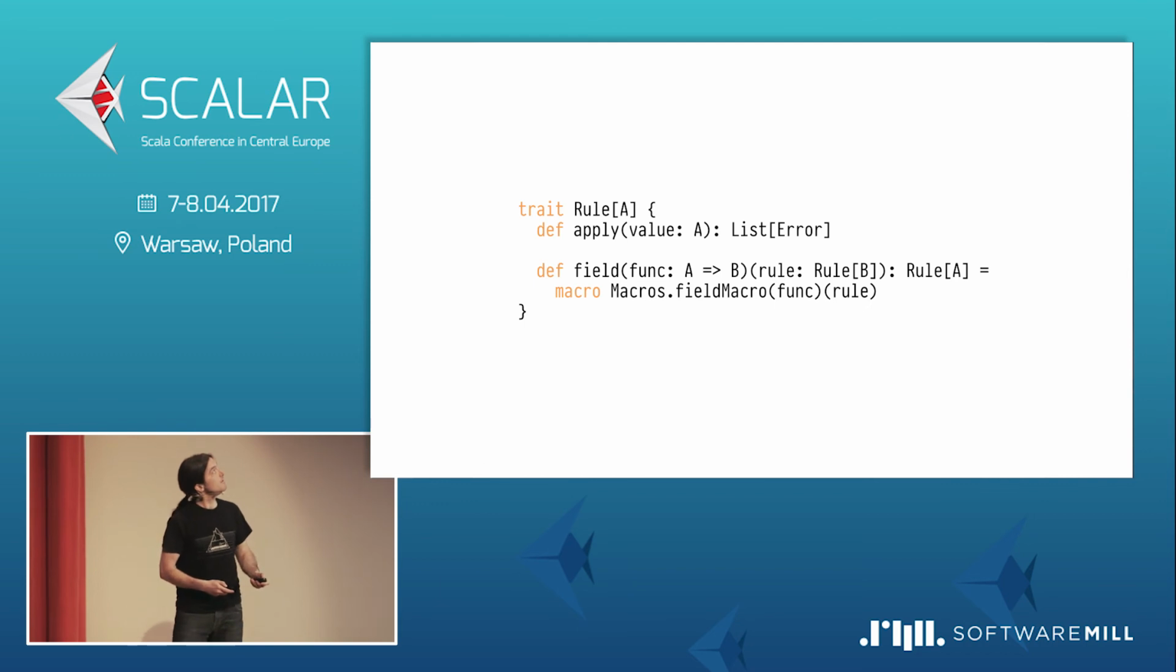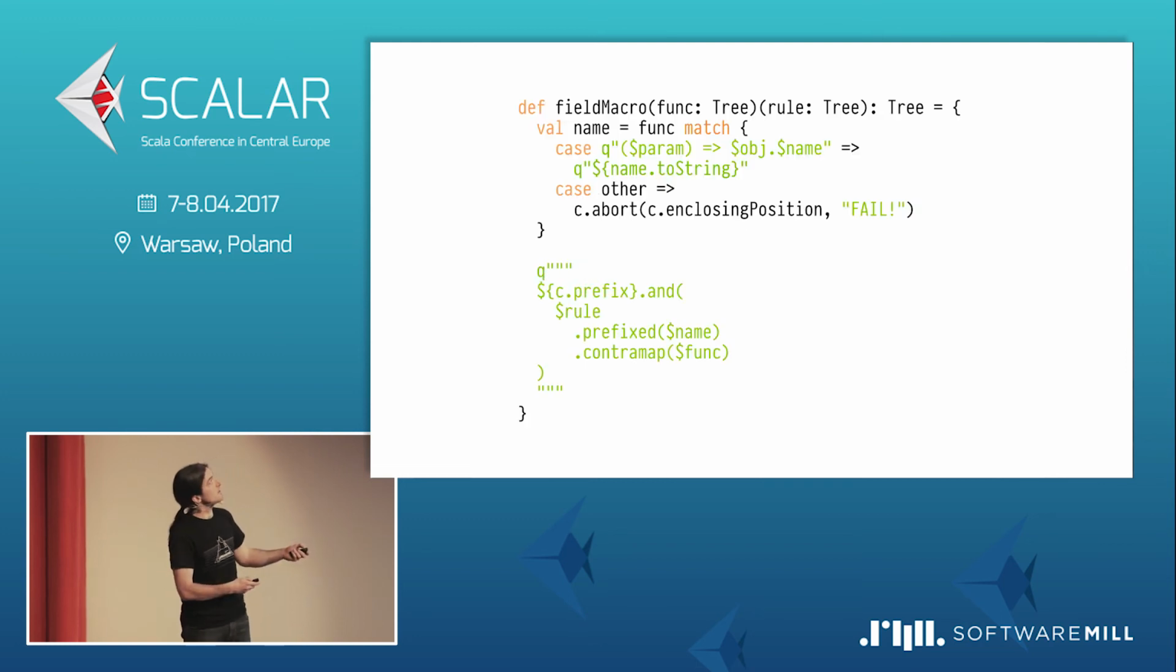So this is looking at rule. This is looking at field. It takes in these two parameters and returns a rule. And we're implementing it using a method called field macro. So as I said before, just as normal Scala code is to do with values and parameters and return values, macros are to do with trees. So here we're taking the function and the rule, but they're both trees. They're both expressions. They're the pieces of code the user has written. And we're returning the new tree, which is our expanded form.